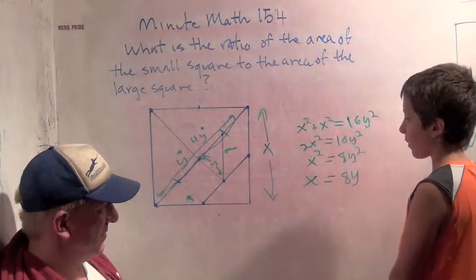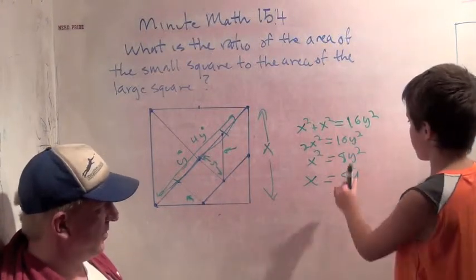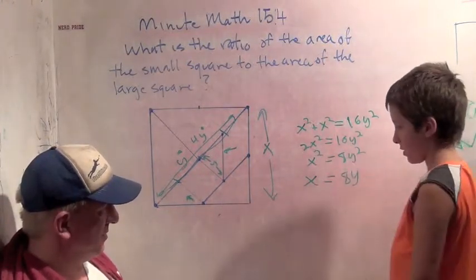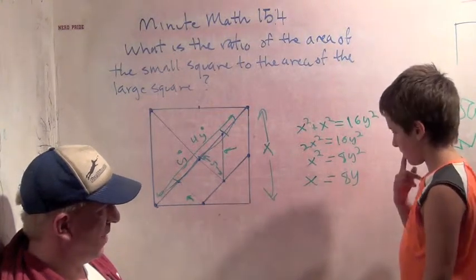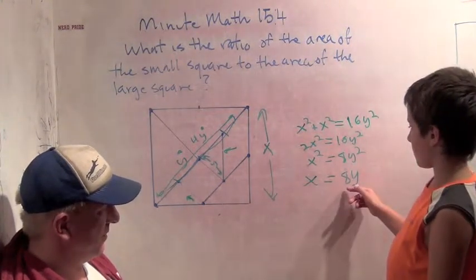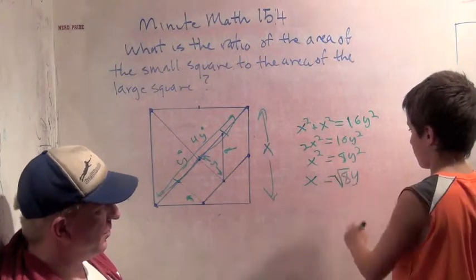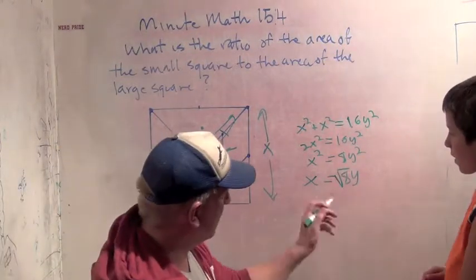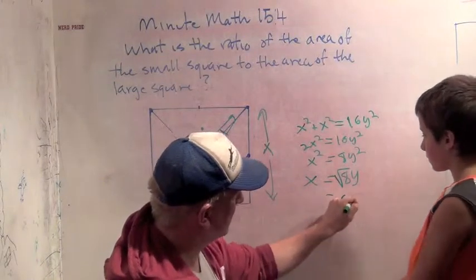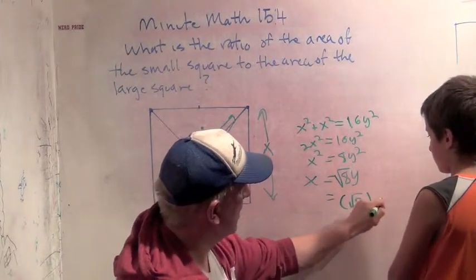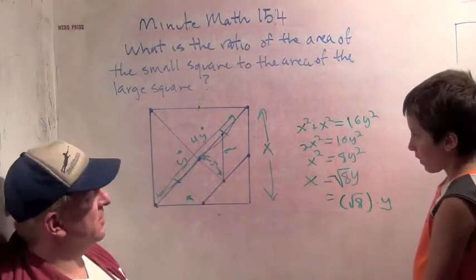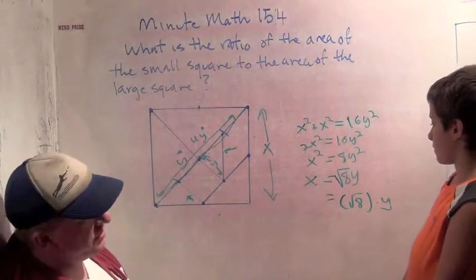What is the square root? You got to take the square root of both things. So let's write this just to be perfectly clear as the square root of 8 times y. That way we won't get confused. Okay, now can you simplify the square root of 8?